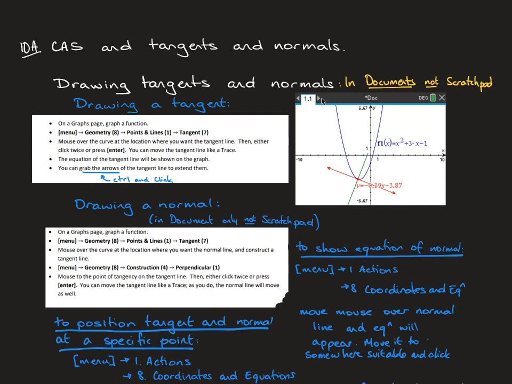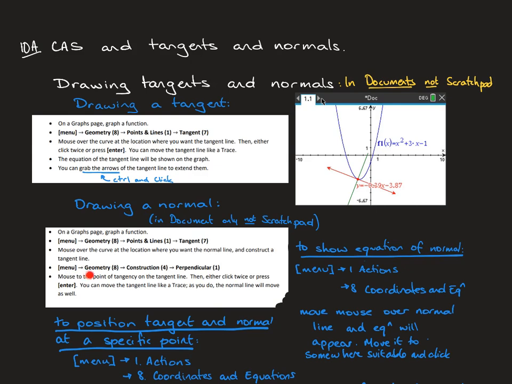If you wanted to change it to a different color, you can use the menu, actions and color, or attributes, to change the color of this line. Then you just come down here and click on the line and it allows you to change things. So that'll give you your tangent line and your equation for your tangent. If you want to draw a normal, like I said, you have to be in a document, not in a scratch pad. You have to put the tangent on first.